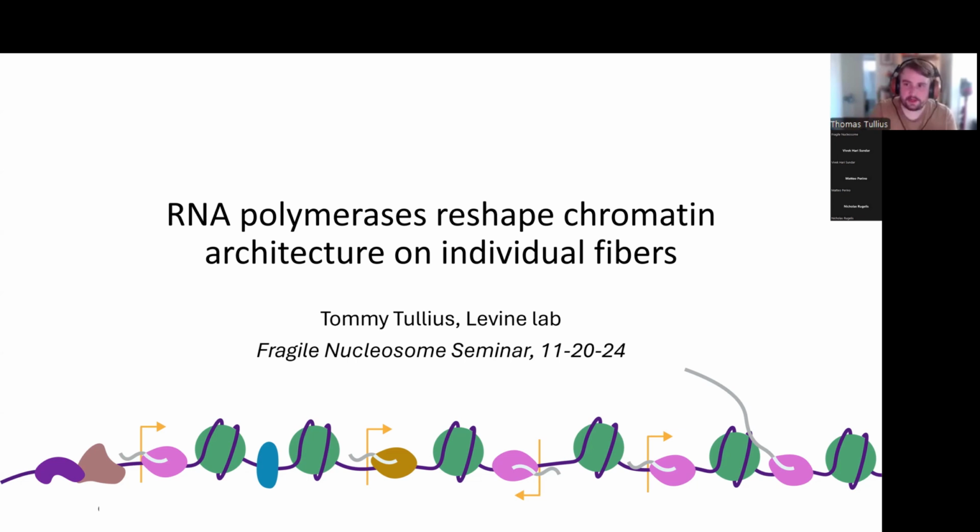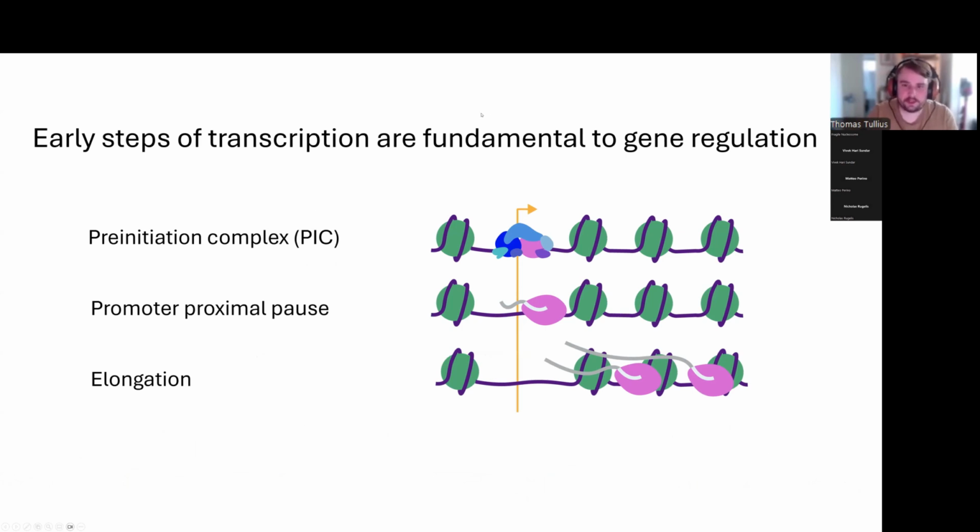The focus of this work is really on understanding how transcription influences and is influenced by the complex chromatin environment in which it occurs. Specifically, it focuses on the early steps of gene regulation and transcription: the formation of the pre-initiation complex where Pol II is recruited, and then the promoter proximal pause, where Pol II pauses a little bit downstream of the TSS as an additional regulatory checkpoint. This varies from gene to gene. From there, Pol II will be released into elongation.